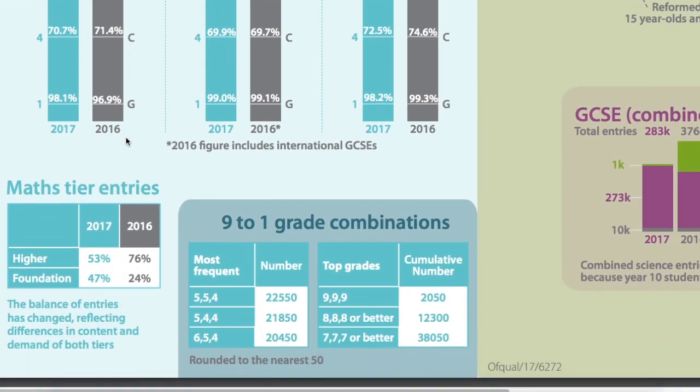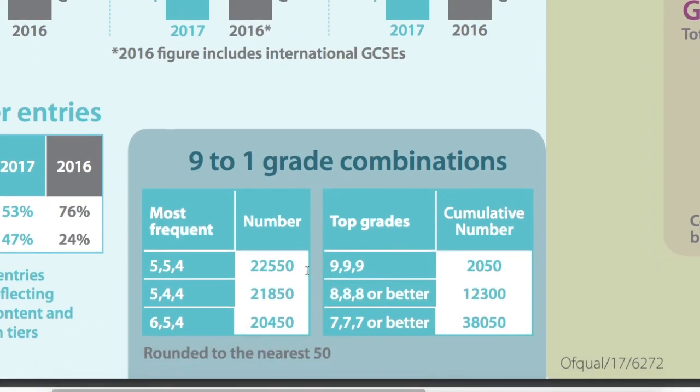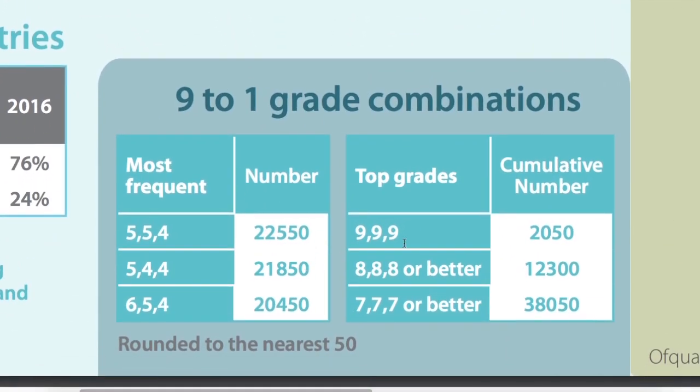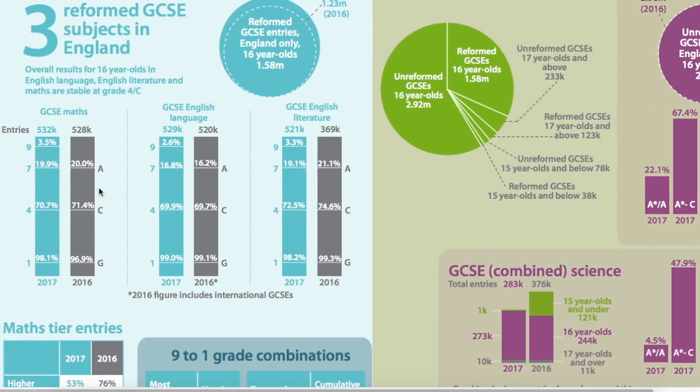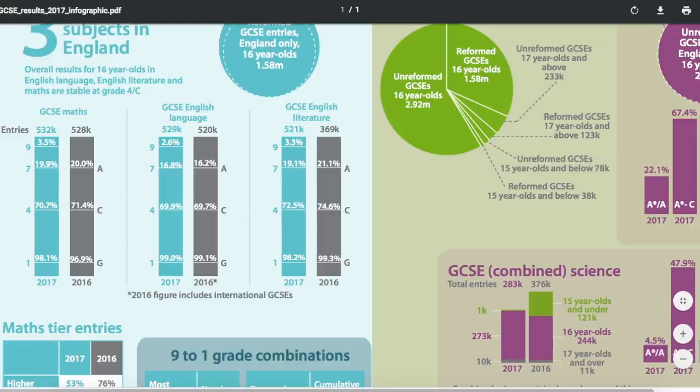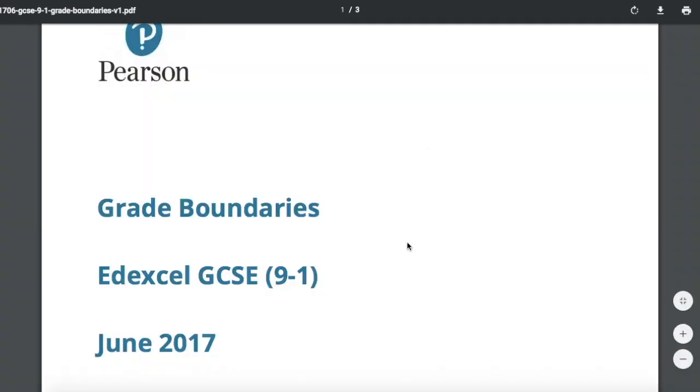Let's have a look at the grade combinations from 2017. There were only 2,000 students getting 3 grade 9s. That shows how difficult it is to get grade 9s in this new specification. Only about 12,000 students got grade 8s, and then 3 grade 7s, about 38,000 students. So that's equivalent to 3 grade As really. Okay, so hopefully that gives you an idea of the new grading system. Let's have a look at the grade boundaries now from June 2017.